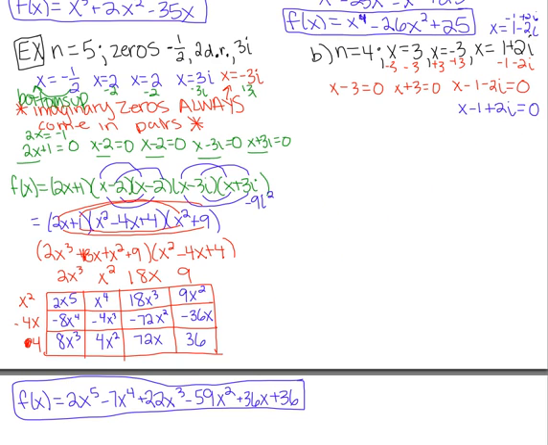All right, so I'm going to start out with FOILing. I guess I can't FOIL first. First I have to write it out. f(x) equals (x minus 3)(x plus 3)(x minus 1 minus 2i)(x minus 1 plus 2i).